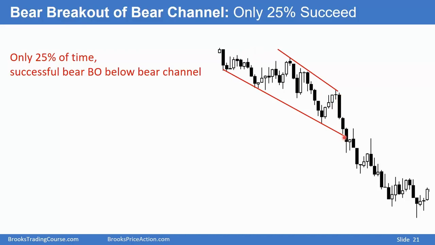This looks like a breakout, and with a breakout, you have to be thinking market cycle: breakout, pullback, and then channel. Only 25% of the time when you have a bear channel will you see a successful breakout below the channel. A breakout begins the market cycle over again, so you think breakout, pullback, channel, and then eventually trading range.